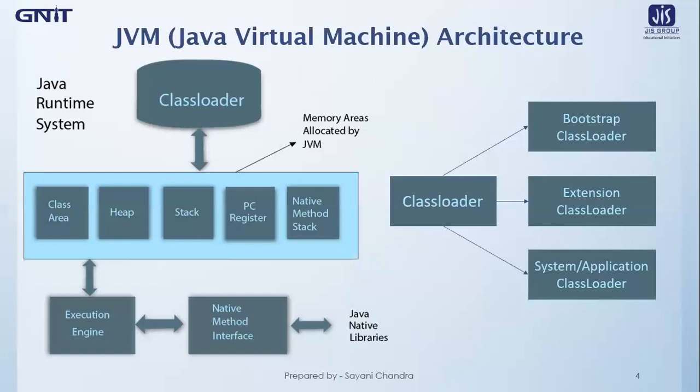Now let us understand the internal architecture of JVM. Here we can see that the first part of the architecture is the class loader. We already know that class loader is a subsystem of JVM which is used to load class files. Whenever we run the Java program, it is loaded first by the class loader. Now there are three types of built-in class loaders in Java. Here in the right hand side, we can see the three types of class loaders, which are Bootstrap class loader, extension class loader, and system class loader.